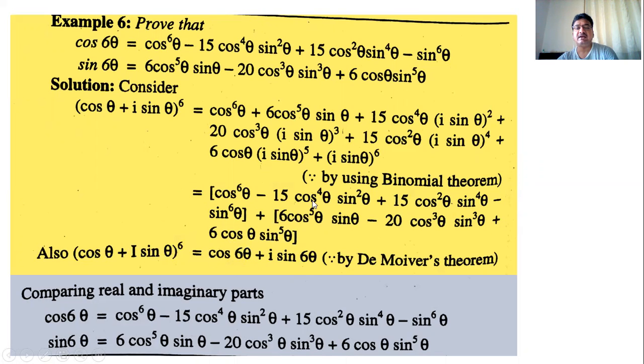So cos 6 theta is this first bracket: cos raised to 6 theta minus 15 cos raised to 4 theta sine square theta plus 15 cos square theta sine raised to 4 theta minus sine raised to 6 theta. And sine 6 theta is the coefficient of i, this bracket. So we have this, and this is what we have to prove.